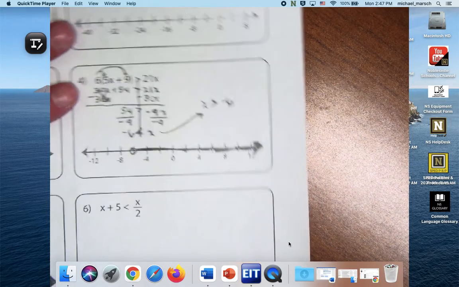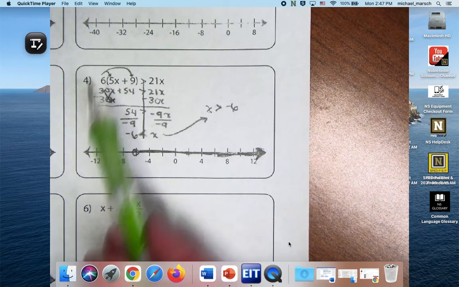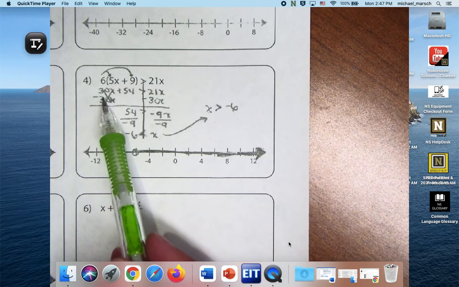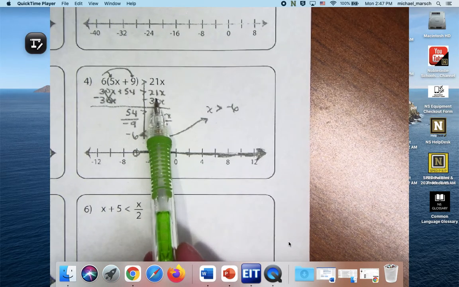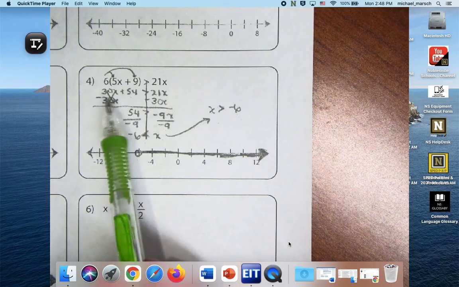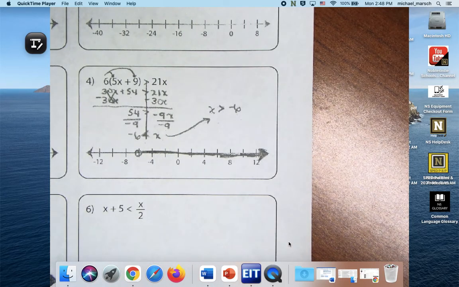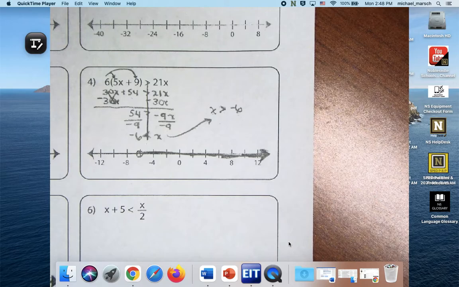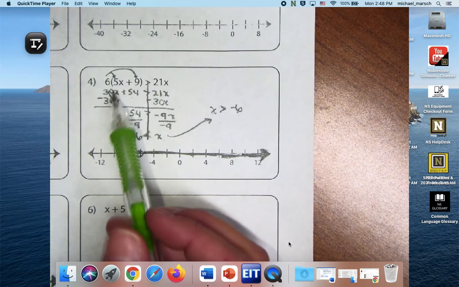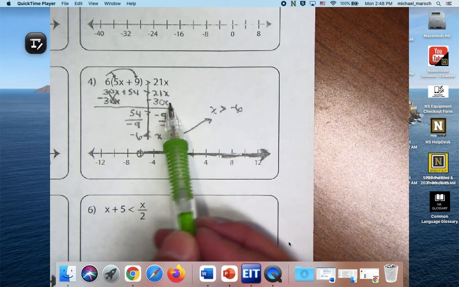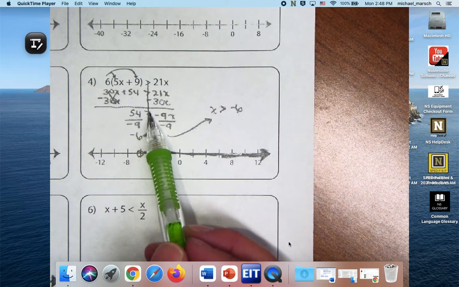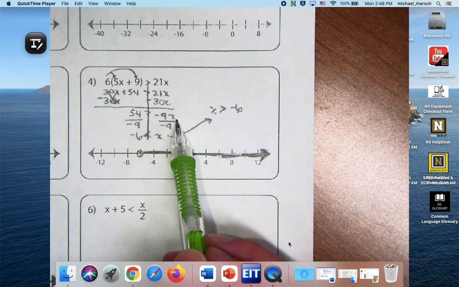Number 4. I distribute 6 to both, so I get 30x plus 54 equals 21x. You guys know I like to rearrange and keep things positive, but sometimes you can't do that. So I had to subtract 30 from both sides. I know a couple people did it differently, and that's fine, but I had to subtract 30 from both sides. So now I have 54 is greater than negative 9x.